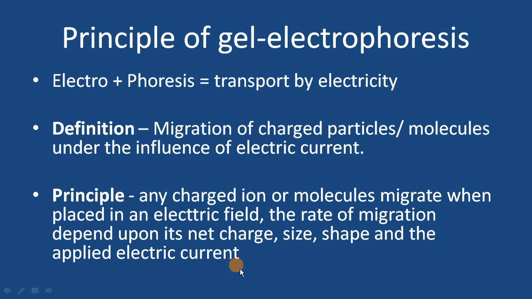Now the rate of migration depends upon its net charge, size, shape and applied electric current. So for example, suppose this applied electric current you are keeping the same. So how are these molecules going to separate? Simply depending upon their size or shape. So here we are separating DNA molecules and protein molecules mainly based upon their size. Okay, different fragment length रहेंगे.